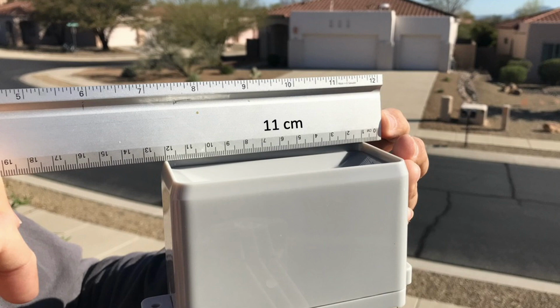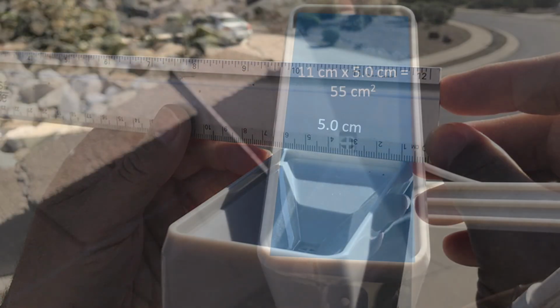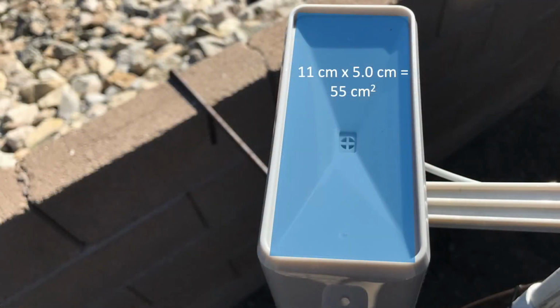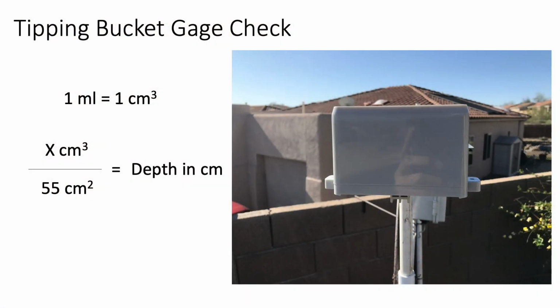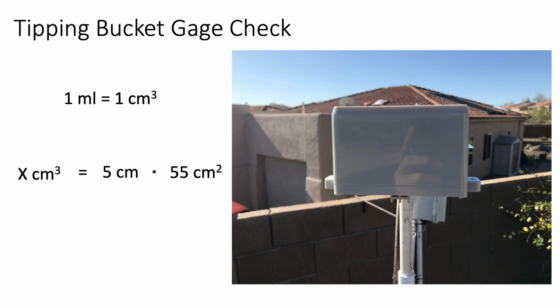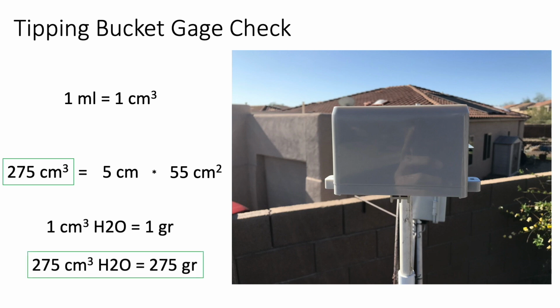Let's first measure the capture area for the tipping bucket rain gauge. It measures 11 centimeters by 5 centimeters, giving us a total area of 55 square centimeters. The next two slides summarize the same approach for calculating the required volume to introduce into the instrument based on our success with the analog gauge. Giving us a total volume of 275 cubic centimeters for the same depth of rainfall, which translates to a mass of 275 grams that we can weigh out on our scale for testing the gauge.